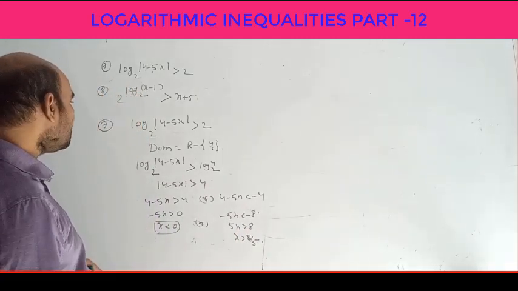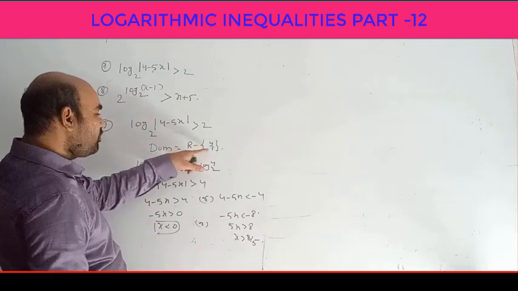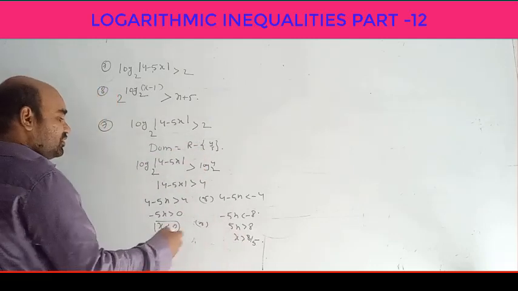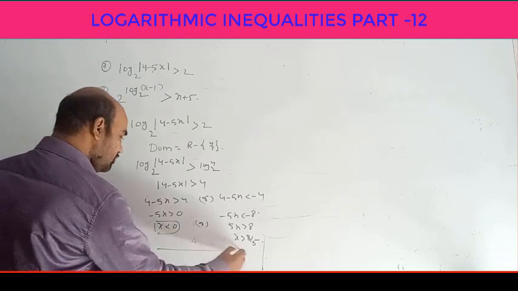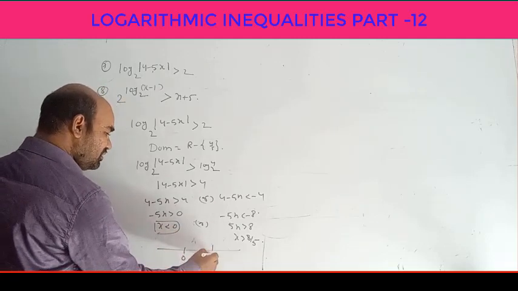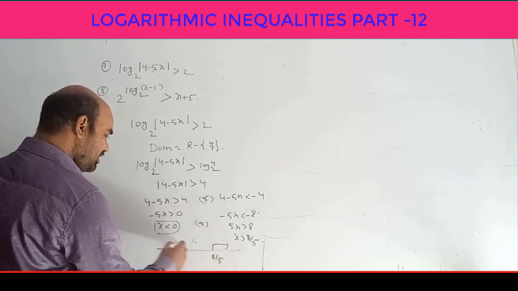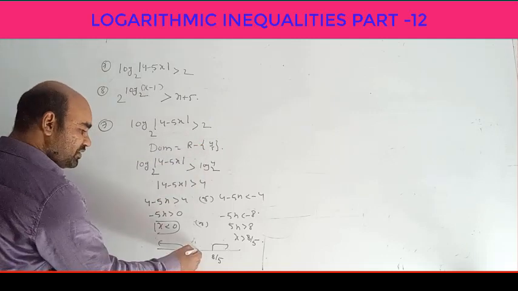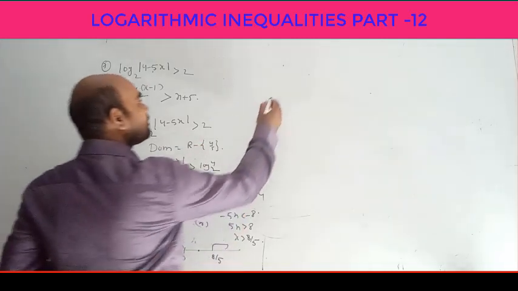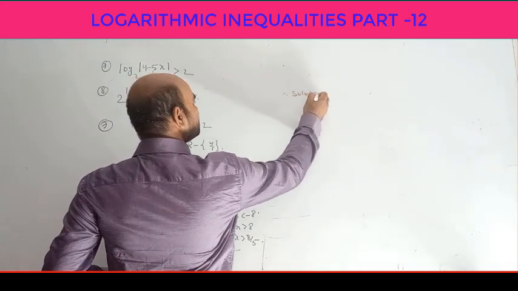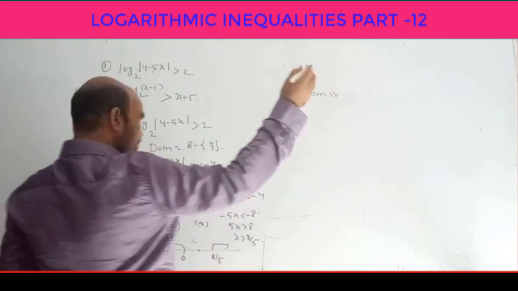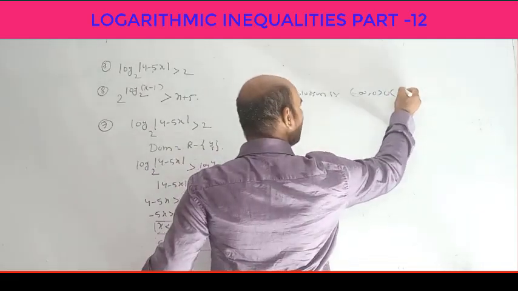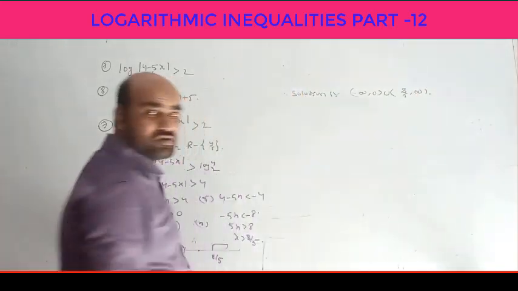Union. So 4 by 5, 8 by 5, below only, that's no problem. The union of these two is the solution. So what this is saying is that x less than 0, or x greater than 8 by 5. Except 4 by 5, where is that 4 by 5? Somewhere here, that's no problem. Solution is minus infinity to 0 union 8 by 5 to infinity. This is the solution of the problem.